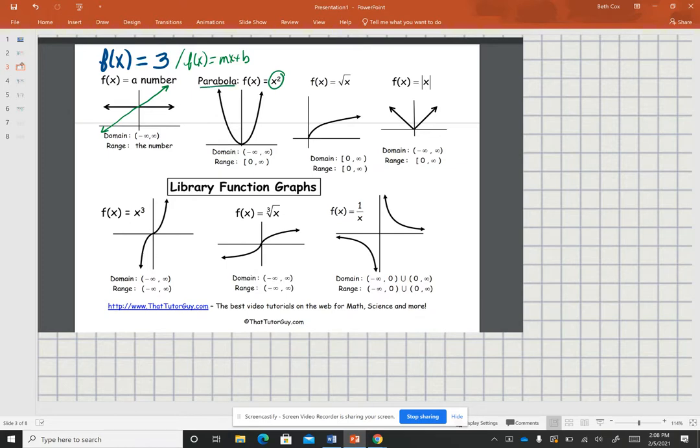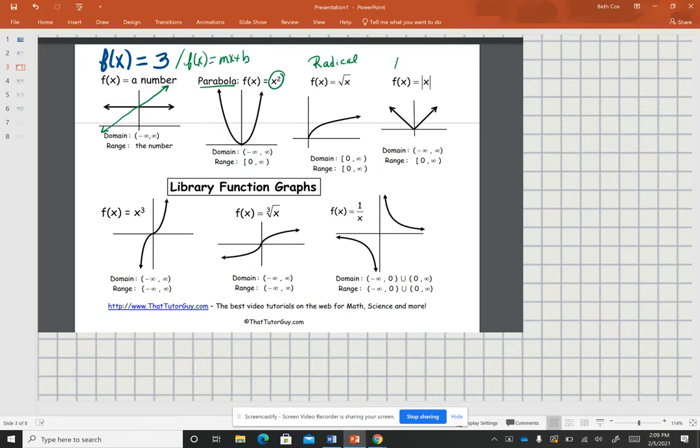Okay, then on the second one here, we have an x to the second. That's the parabola, and we have this U shape. Every equation that has an x squared as its largest power is going to be the shape of a parabola. This third one is a radical function. This is a square root function, and they all look like this. They all have this arm thing.